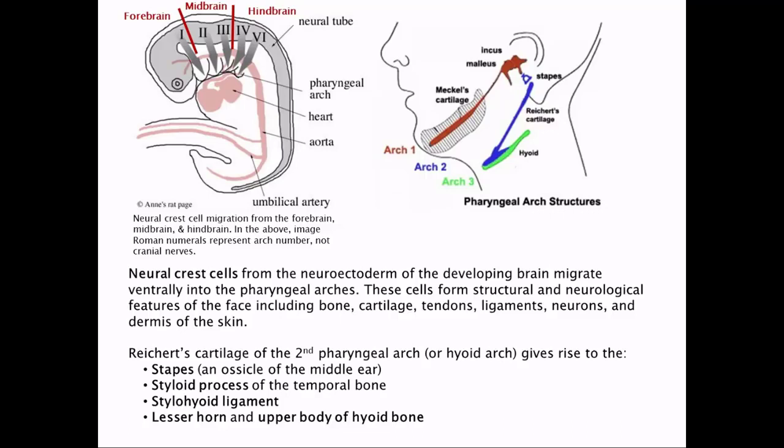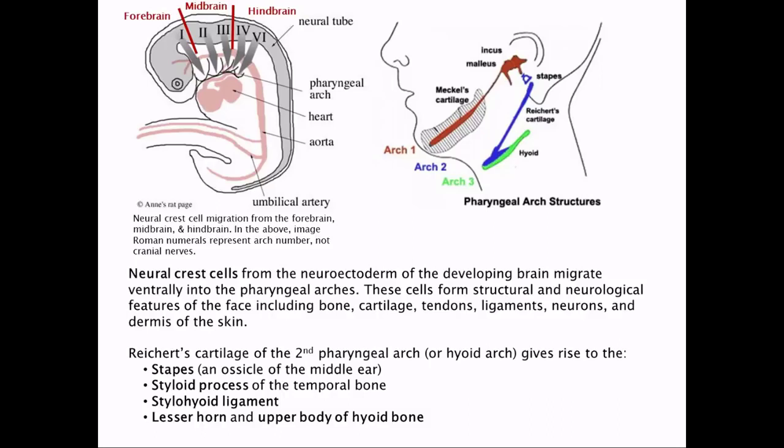Neural crest cells within the pharyngeal arches eventually form the structural and neurological components of the face, including nerves, cartilage, tendons, bones, ligaments, and the dermis of the skin. The mesoderm of each arch will form the muscles of facial expression, muscles of mastication, and muscles within the pharynx. Not only do the neural crest cells of the second pharyngeal arch form the facial nerve, but they also give rise to bones and ligaments.